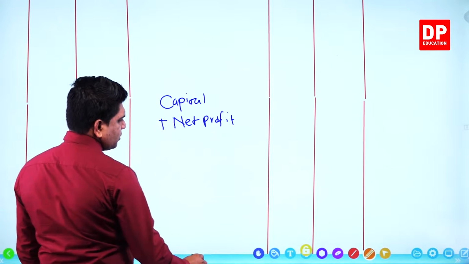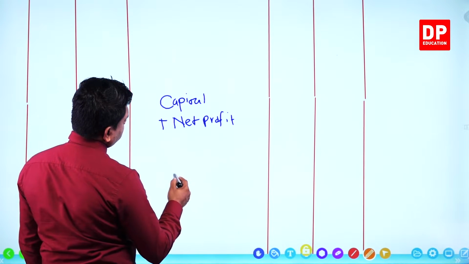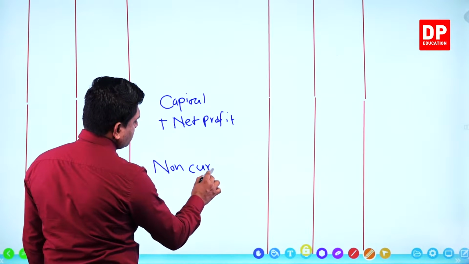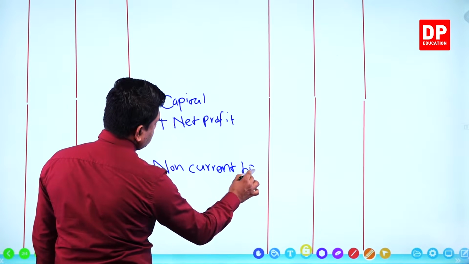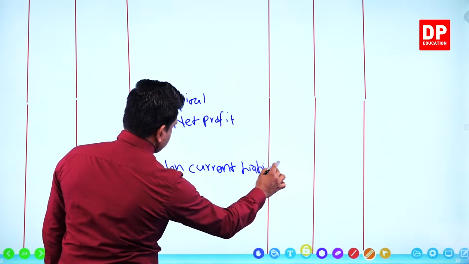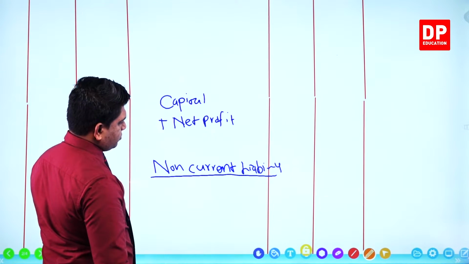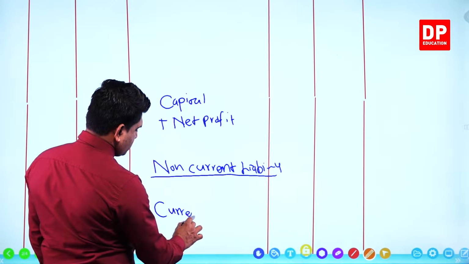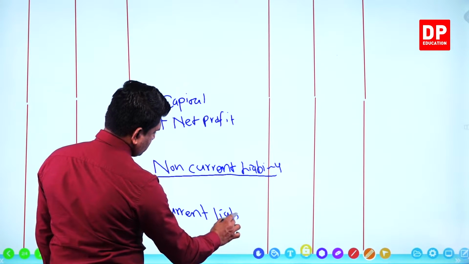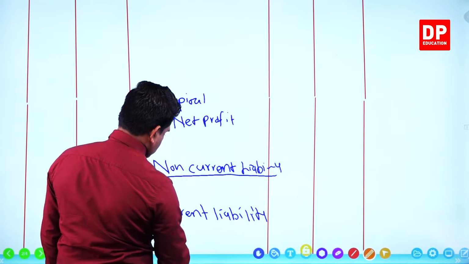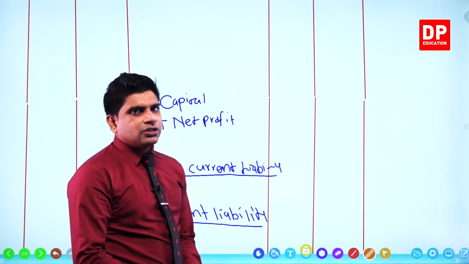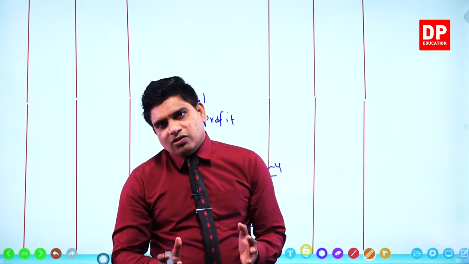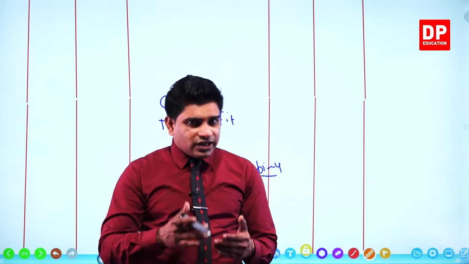right? Then non-current liability, after that current liability. Right. Actually, my darling students, it's a very funny question. Why? This is a very interesting question, right?